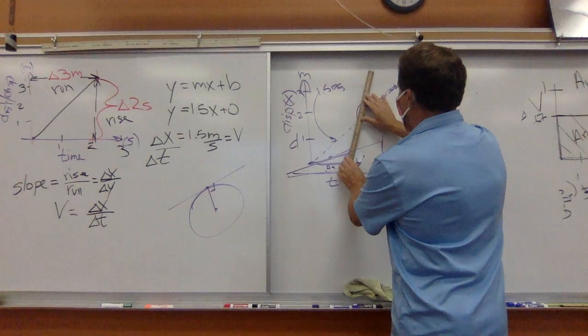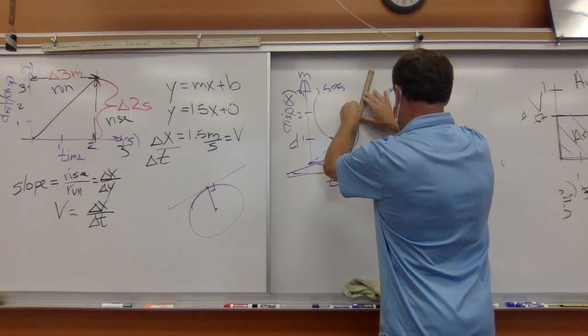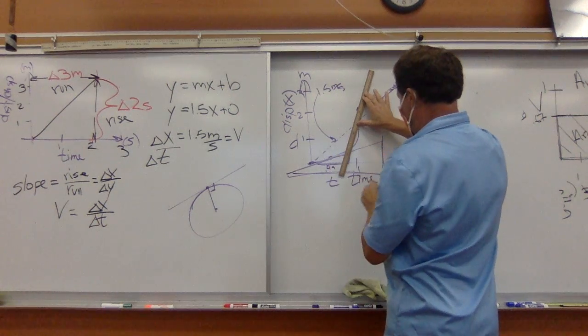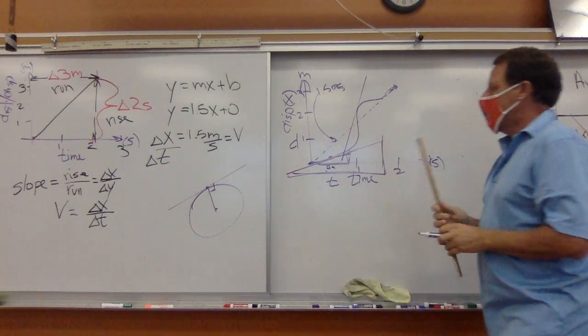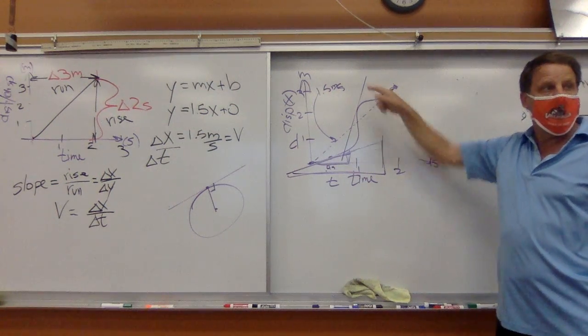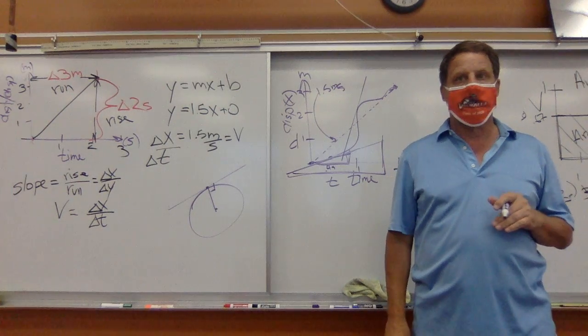Now, if we take a look at this particular point up here, which would be at about 1 second, now we look at the slope of this line. Is it going faster than 1.5 or slower than 1.5?